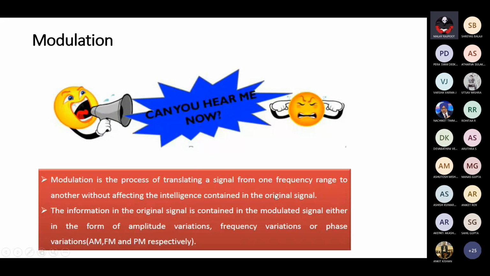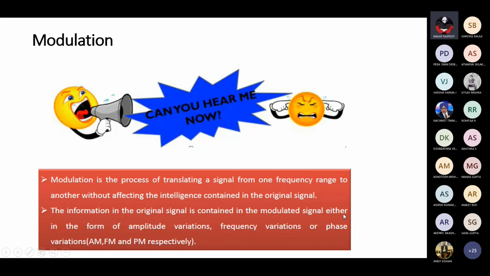Modulation is the process of translating a signal from one frequency range to another without affecting the intelligence contained in the original signal. So we will not make any change in the original signal. Without affecting it, the signal will be translated to another frequency range through a carrier signal. That's called modulation.